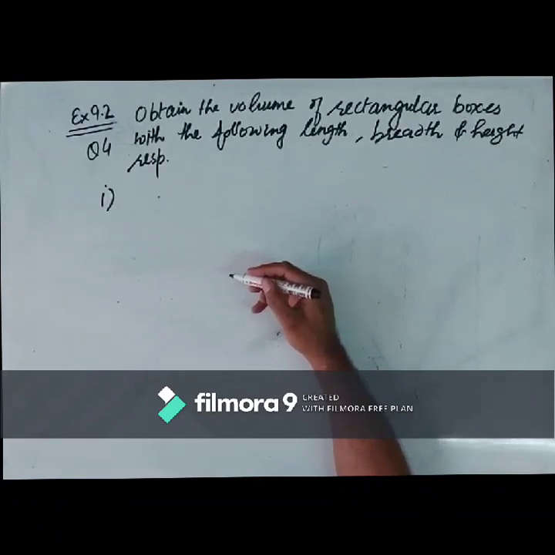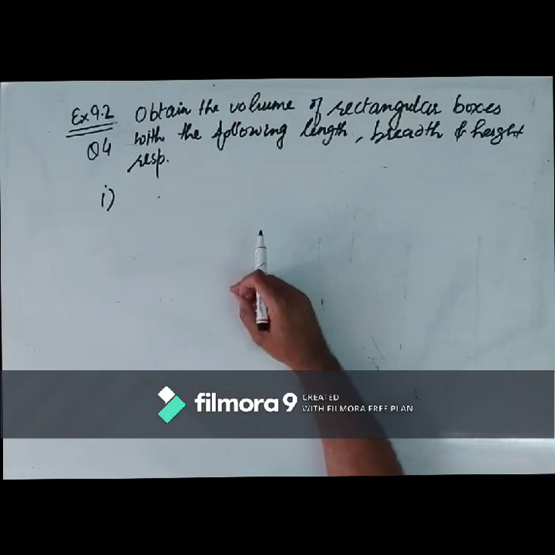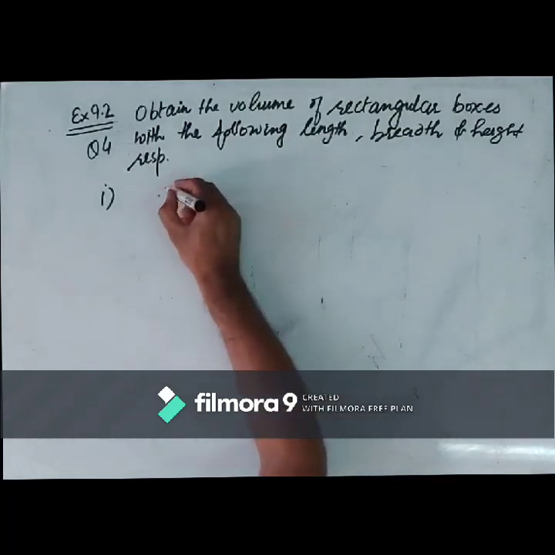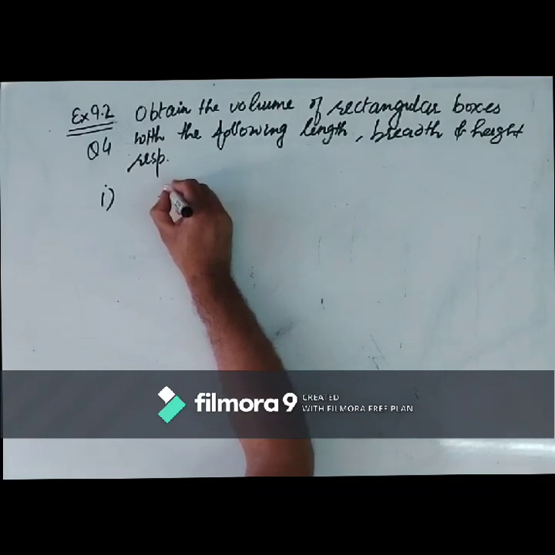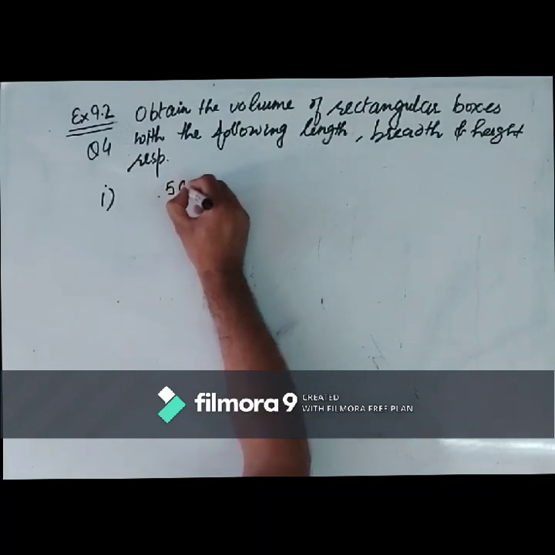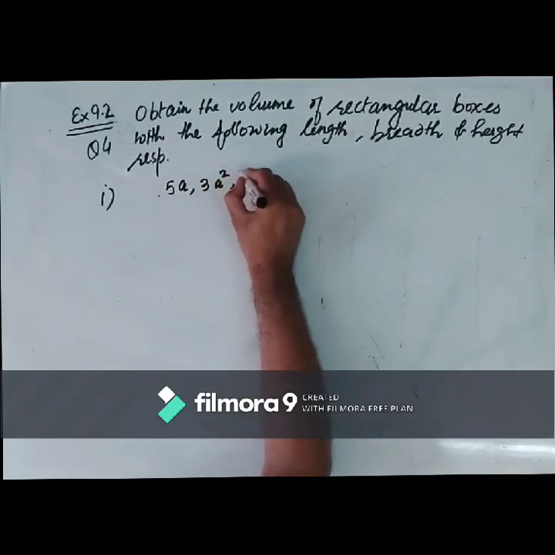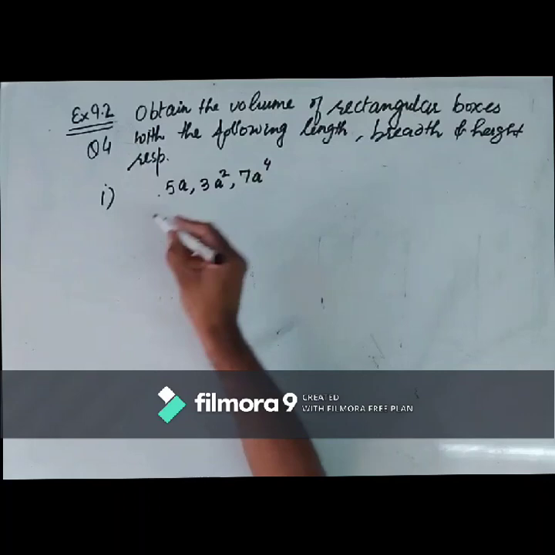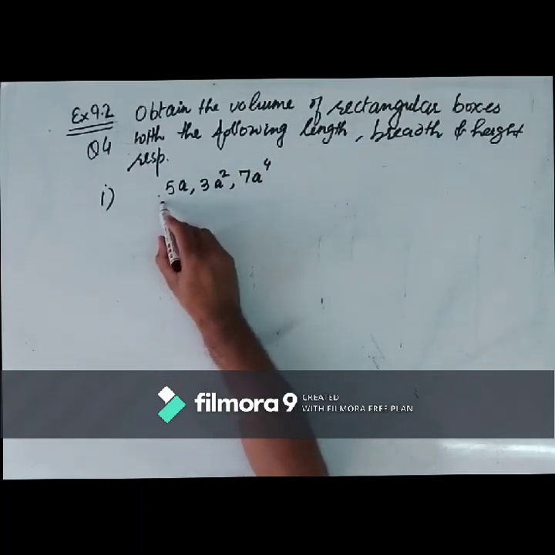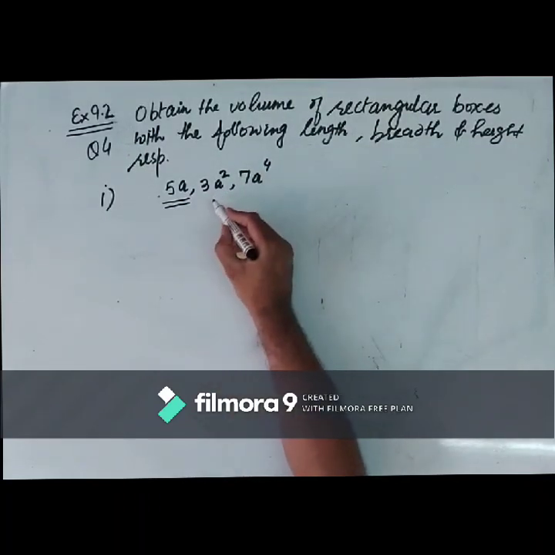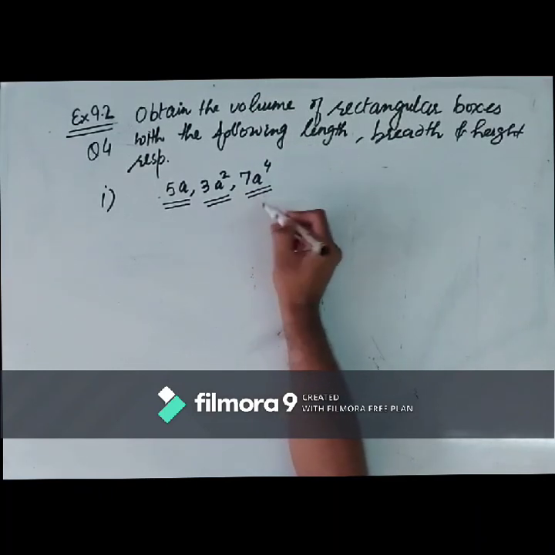Question number 4, exercise 9.2. Obtain the volume of the rectangular boxes with the following length, breadth and height respectively. See, question number 1, first part is given as 5a, 3a square and 7a raised to power 4. Look, the first component is supposed to be the length, the second term is the breadth and the third one is the height.